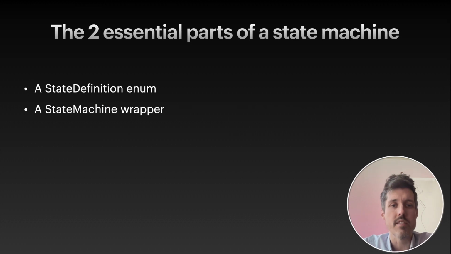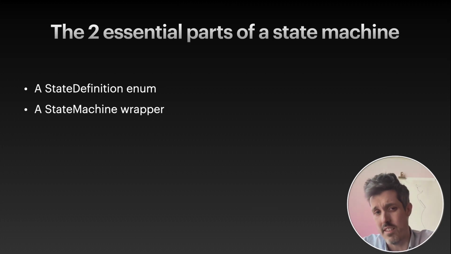In my experience, the most effective way of building a state machine is in two parts. The first part is to create a state definition enum. This will represent the state diagram that we just made. It'll hold the different states and transitions, and it'll also have the rules on how your enum can change from one state to the next.